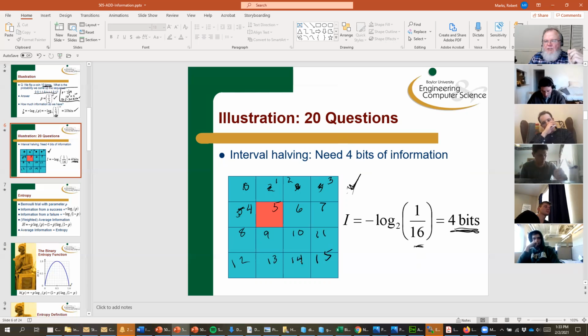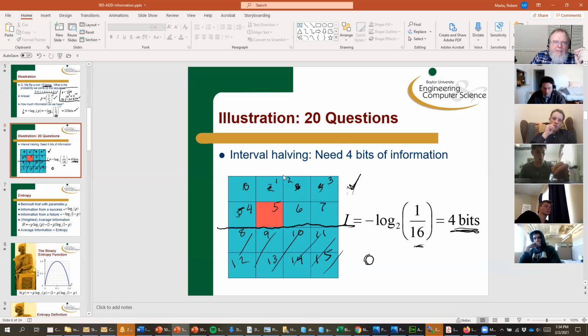And the way you ask the questions is by interval halving. We should be able to identify it within 4 questions. So the first thing you do is you say, is it a number between 8 and 15? And I would say no, right? That would be my first question to you. You would say no. A no is a 0. Then I would know that none of these numbers are the answer.